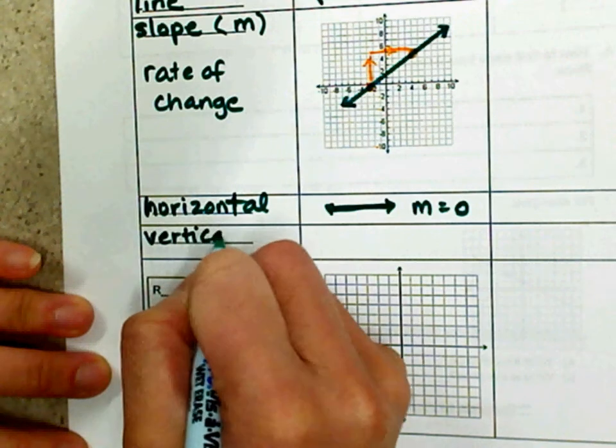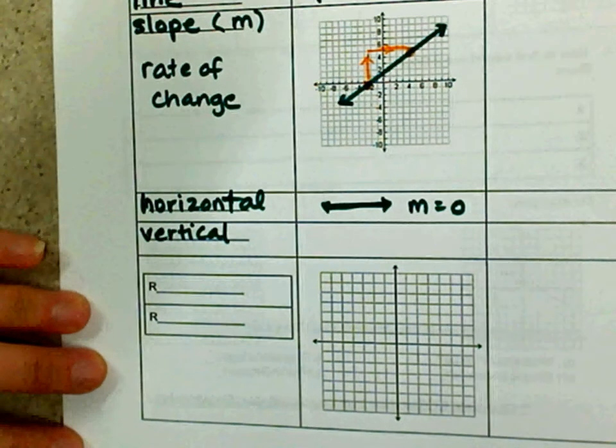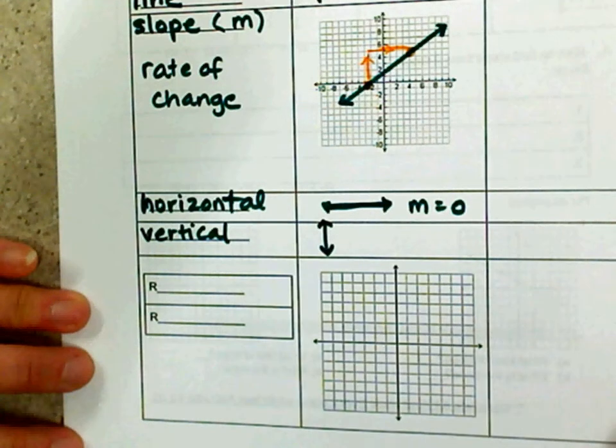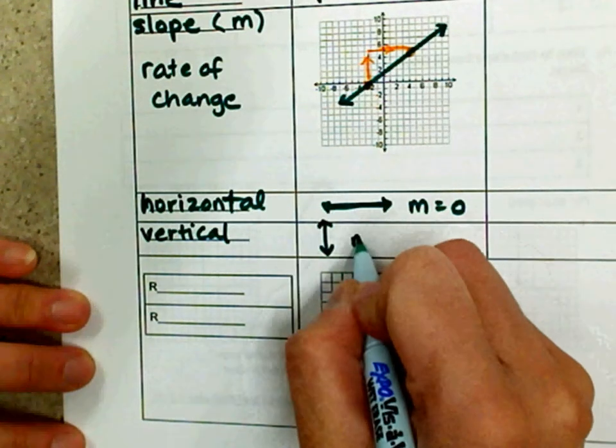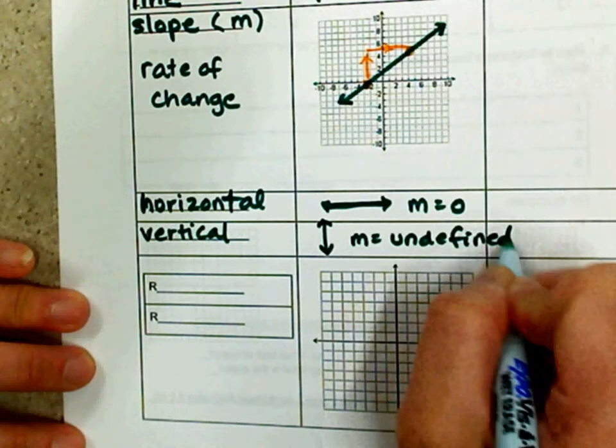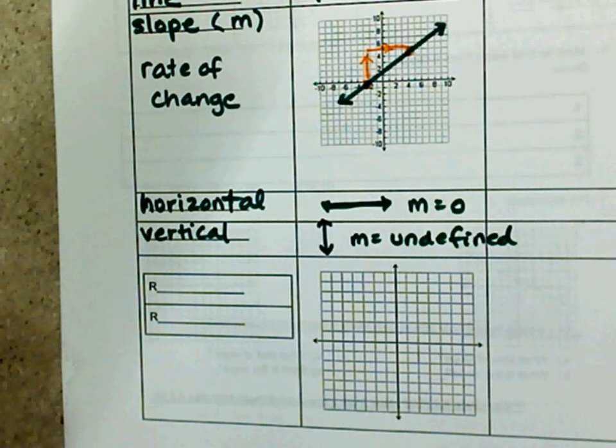Okay? Horizontal goes left to right. Vertical goes up and down. A slope for a vertical is undefined. It doesn't exist. It keeps going on forever. It's not even a function, so it's undefined.